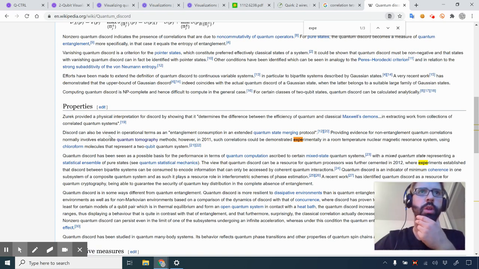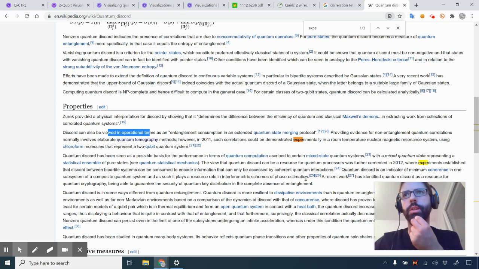Discord can also be viewed in operational terms as entanglement consumption in an extended quantum state merging protocol. Providing evidence for non-entanglement quantum correlations normally involves elaborate quantum tomography methods. However, in 2011, such correlations could be demonstrated experimentally in a room temperature nuclear magnetic resonance system using chloroform molecules that represent a 2-qubit quantum system. Okay, but are those things then also in IBM's computers, or is it seen as a possible basis for the performance in terms of quantum computation described as mixed states quantum systems? Okay.